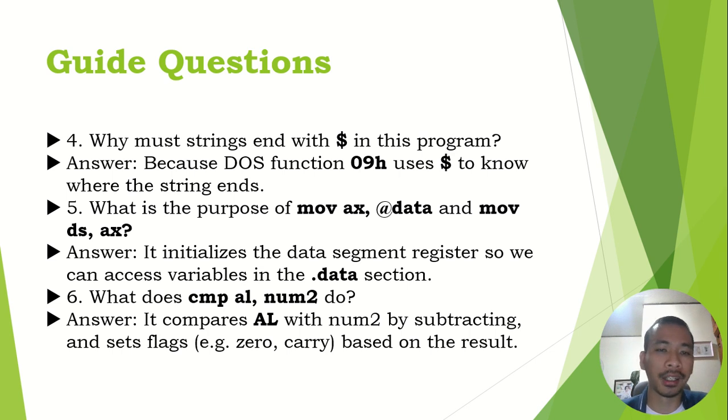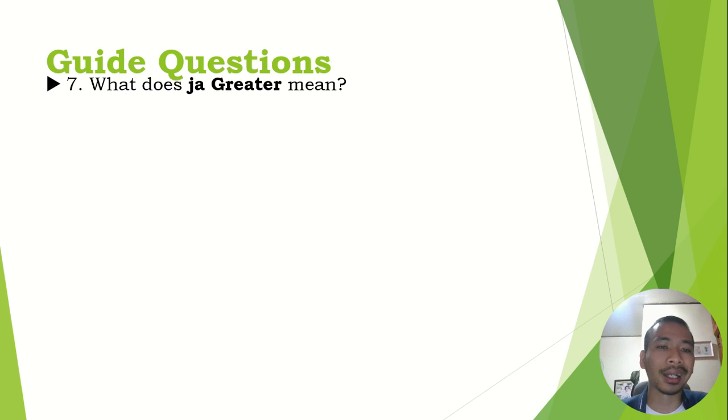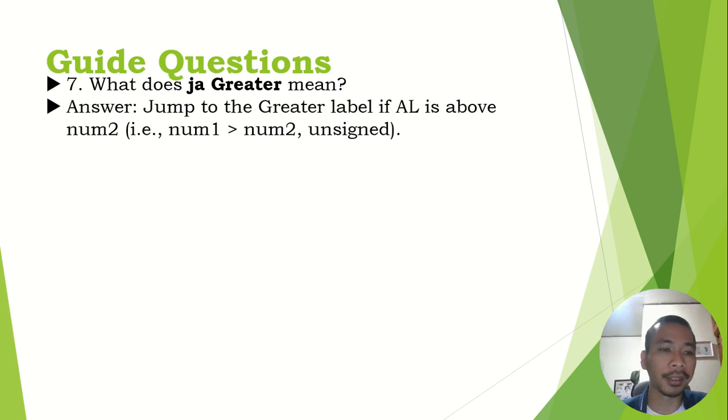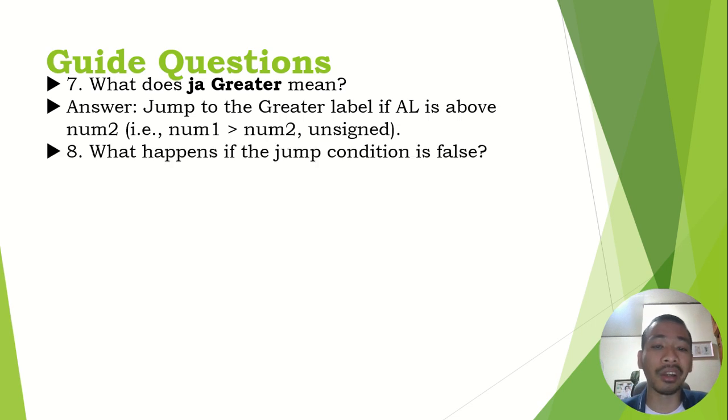Okay, let's proceed. Number 4, what does JA greater mean? I already discussed it a while ago, class. So the answer: it will jump to the greater label if AL is above num2. An example is when num1 is greater than num2, which is unsigned, where we use JA.